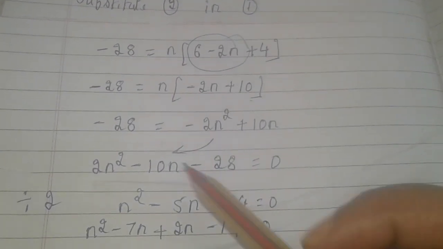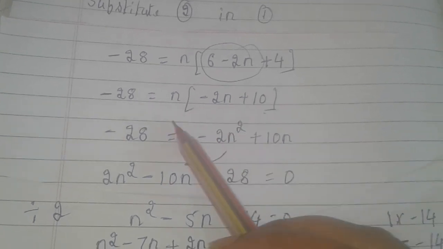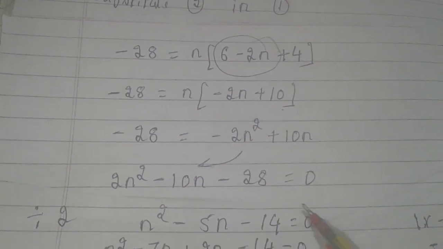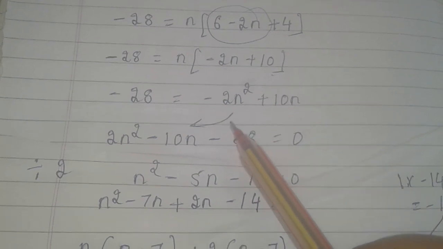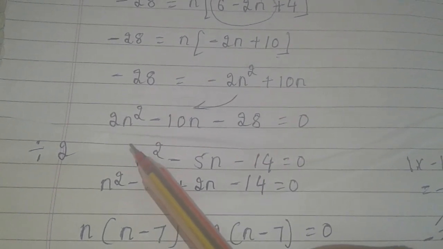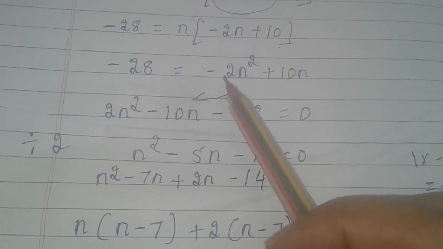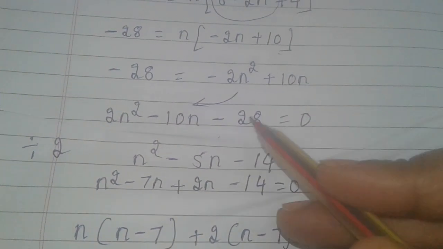So you got this in the bracket. Multiply now and you can see there is double n here. So you will get a quadratic equation. n into minus 2n square plus 10n. And you can see that the n square coefficient is minus 2, negative. Make it positive.